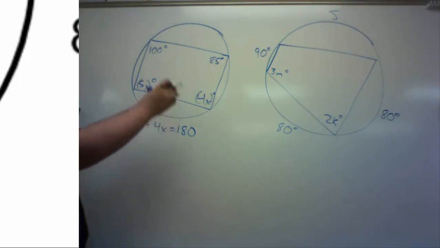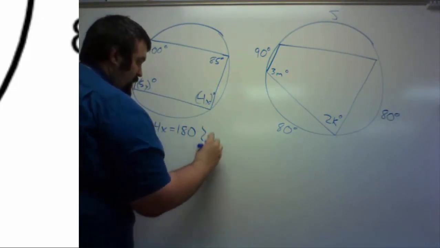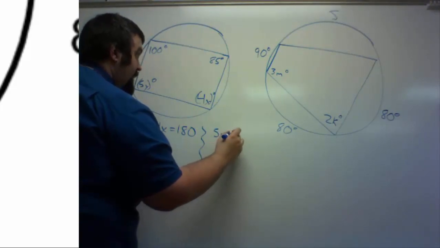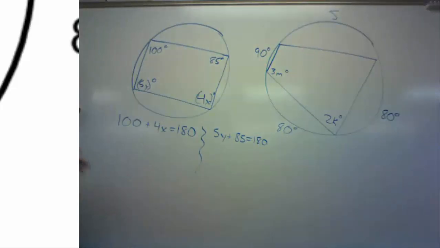Consequently, this opposite angle, 5y and 85, also have to add up to be 180. So 5y plus 85 has to equal 180. This is the only way that shape is inside that circle. So let's solve for x and y.